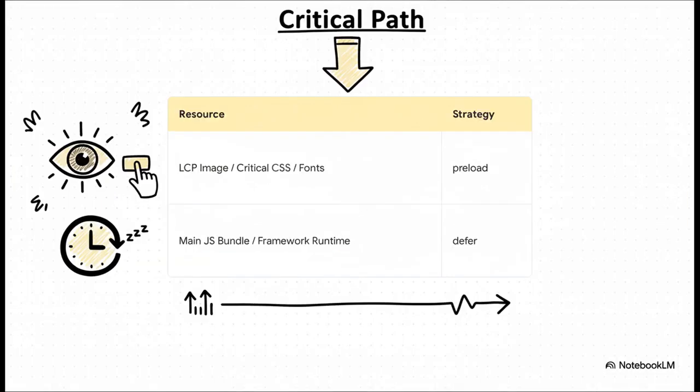Let's just zoom in on that critical path for a second. These are the resources that are absolutely essential for that initial page load. Anything the user needs to see and interact with right away gets top priority. This means preloading the visual stuff, like your main image and fonts, for maximum speed, and then deferring your app's JavaScript so it doesn't get in the way of that super important initial render.